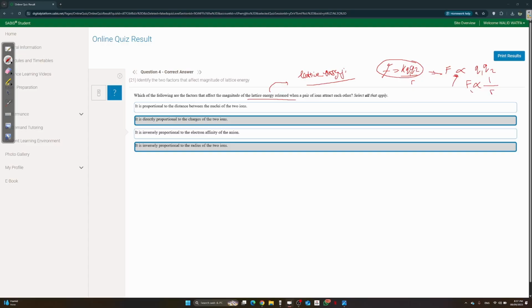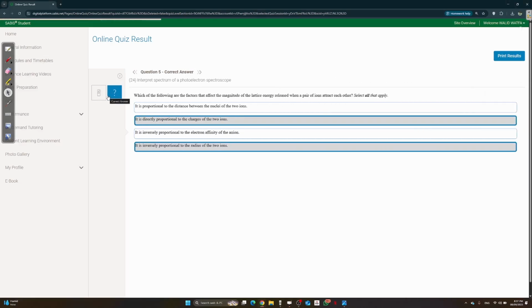When you say something is directly proportional to 1 over another thing, that means it's inversely proportional. These two are inversely proportional, the F and the R. So which ones do you choose? It's directly proportional to the charges, and it's inversely proportional to the radius.